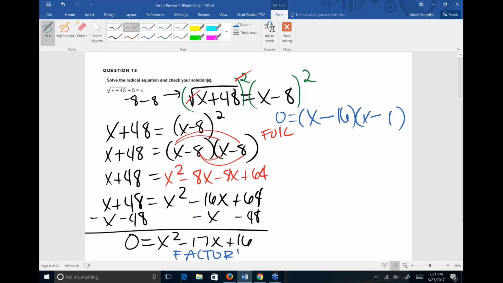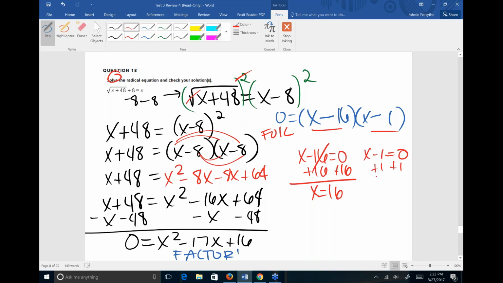And I'm solving. So that means I need to take each factor and set it equal to 0. So x minus 16 equals 0. x minus 1 equals 0. So when I solve for x, x equals positive 16, and x equals positive 1. And then I need to check my solutions. I need to go back and make sure that if I plug in each of my solutions, I don't get something extraneous. So let's do that.